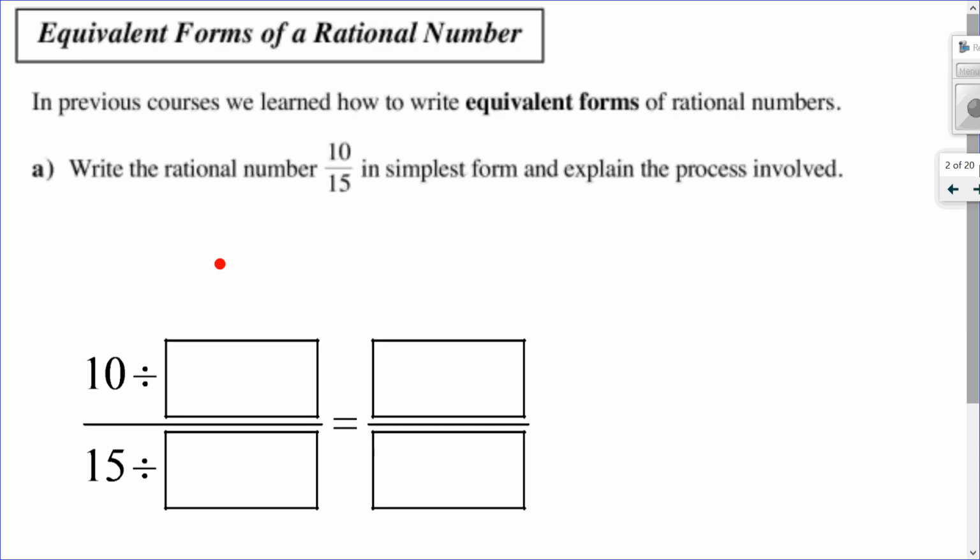In this lesson, we're going to learn about what is an equivalent form. This is really going to help us when we're simplifying and when we're adding and subtracting. So we've learned about equivalent forms of rational numbers before.